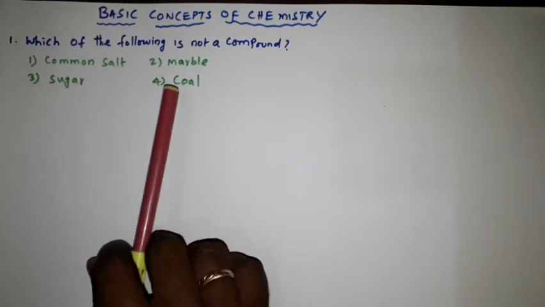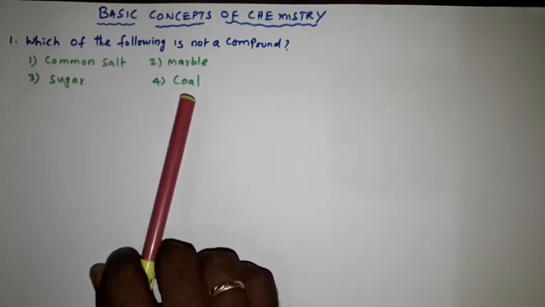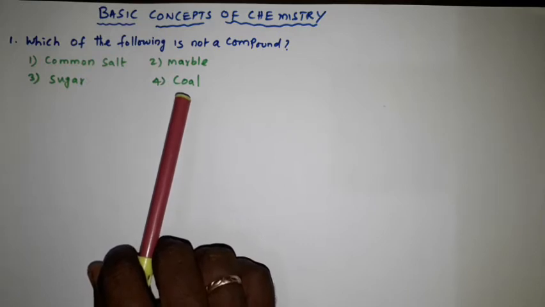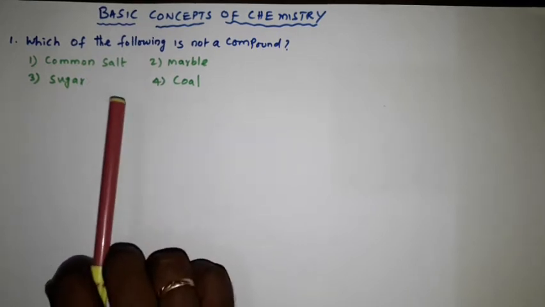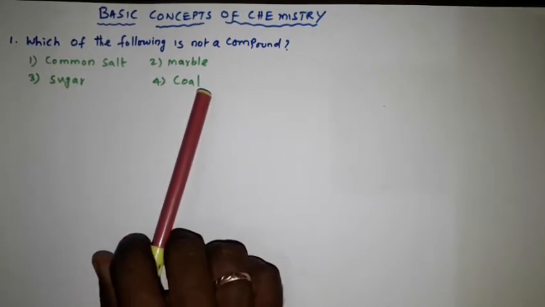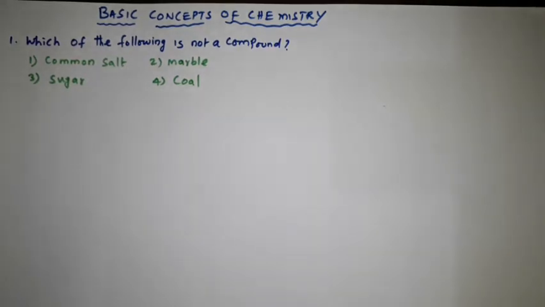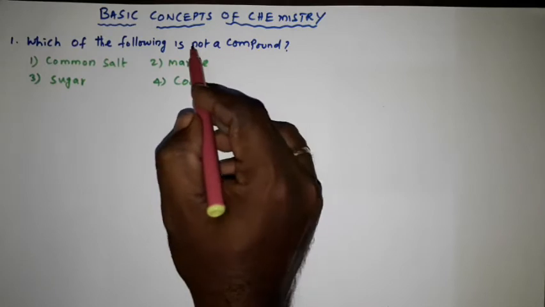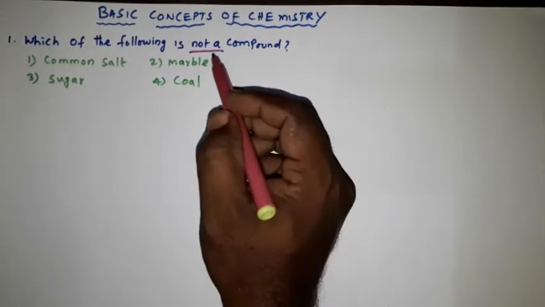Each question contains 4 options. You have to select the correct option. Which of the following is not a compound? That is the important key point: it is not a compound.